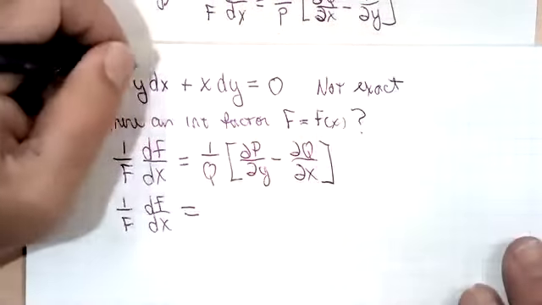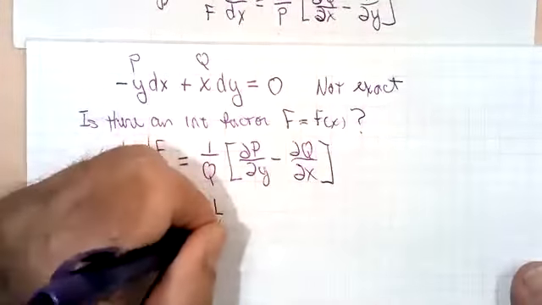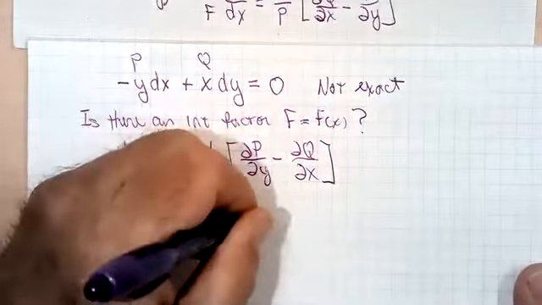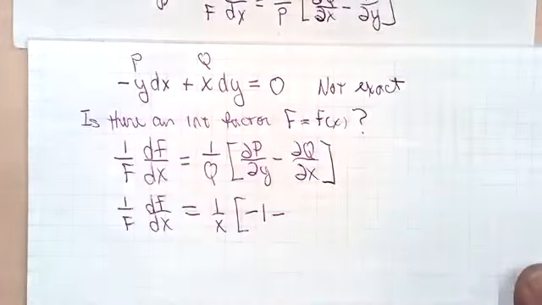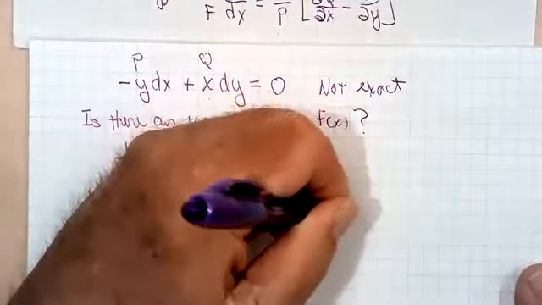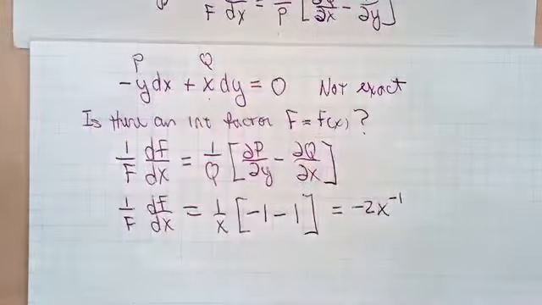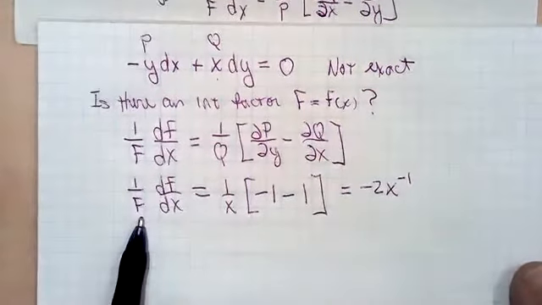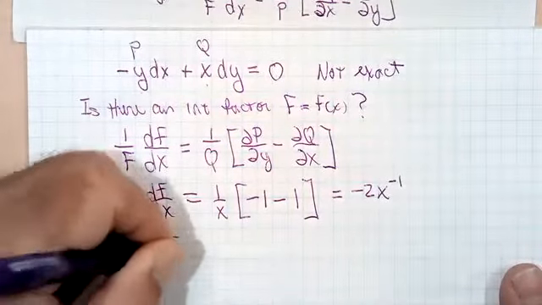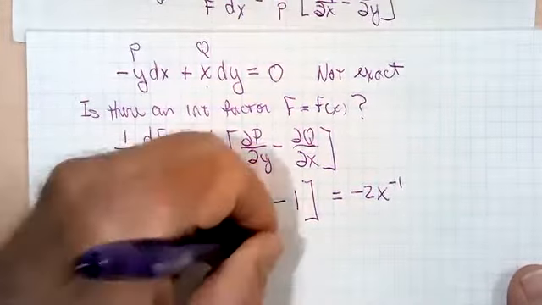But the P and the Q, we can say this is P and this is Q. So 1 over Q is 1 over x. Partial of P with respect to y is -1, minus partial of Q with respect to x, +1. So this gives me -2x to the -1, and that is the derivative of F over F. So the antiderivative of 1 over F dF equals the antiderivative of -2x to the -1 dx.